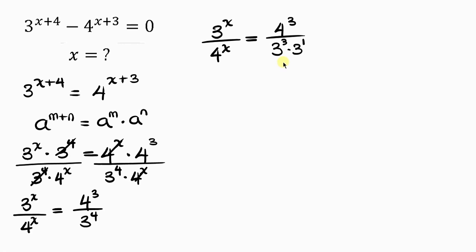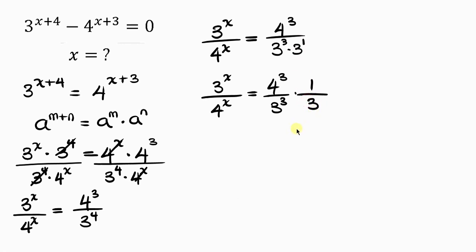So our next step will be for us to separate this and push it to the side. So we have 3^x all over 4^x be equal to, this is 4^3, or you can call it 4 cubed, all over 3 cubed. Now times, this 3^1 is the same as 1 because it's a denominator, all over 3^1, which is the same as 3.